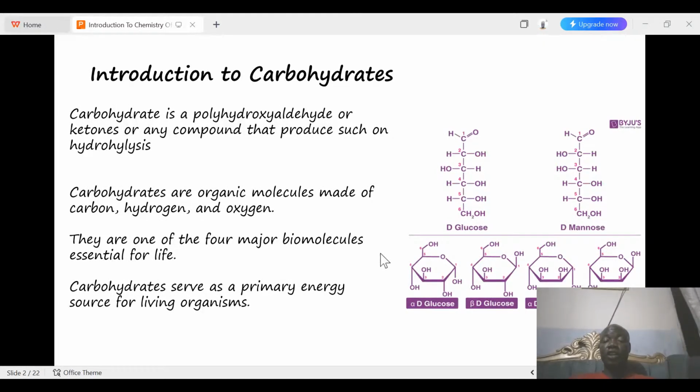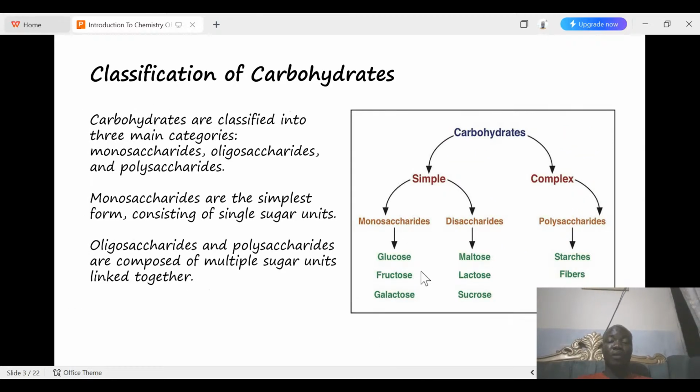So, ladies and gentlemen, as we are doing the class, toward the end of the class I will be asking you questions on what we discuss. The next thing after this slide is the classification of carbohydrates. I hope you can still see the slide. Generally, carbohydrates are classified into three classes, or sometimes we classify them as simple and complex.